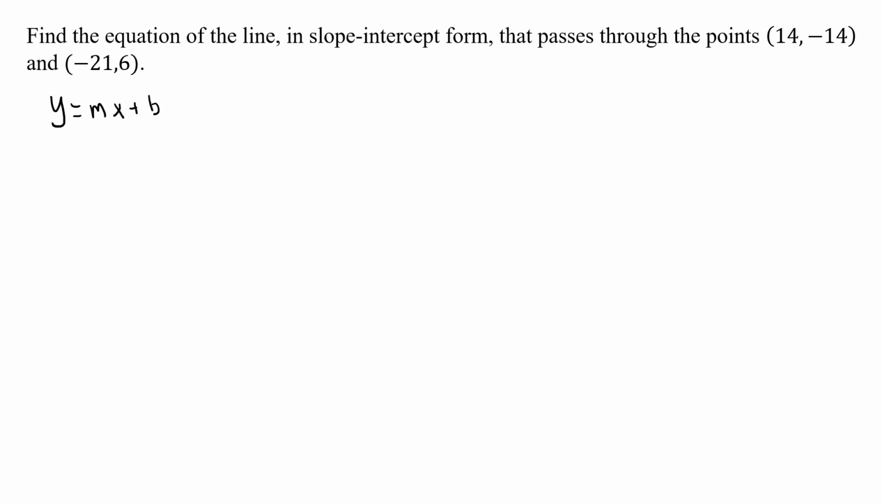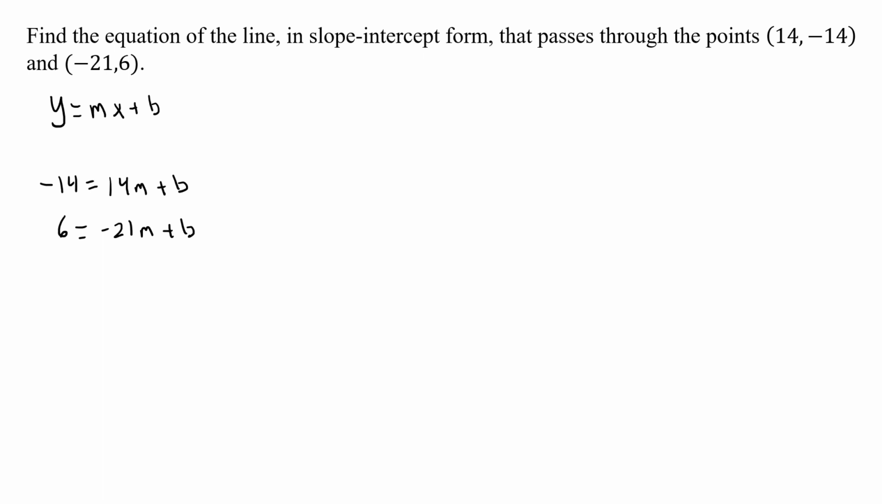So what we're going to do is take the first point listed, 14, negative 14, and plug those values into the x and y in slope-intercept form to create one of the equations. So the first equation is going to be negative 14 equals m times x. X is 14, so 14 times m plus b. The second equation will be created in the same way with the second point, negative 21, 6. So we'll get 6 equals negative 21m plus b.